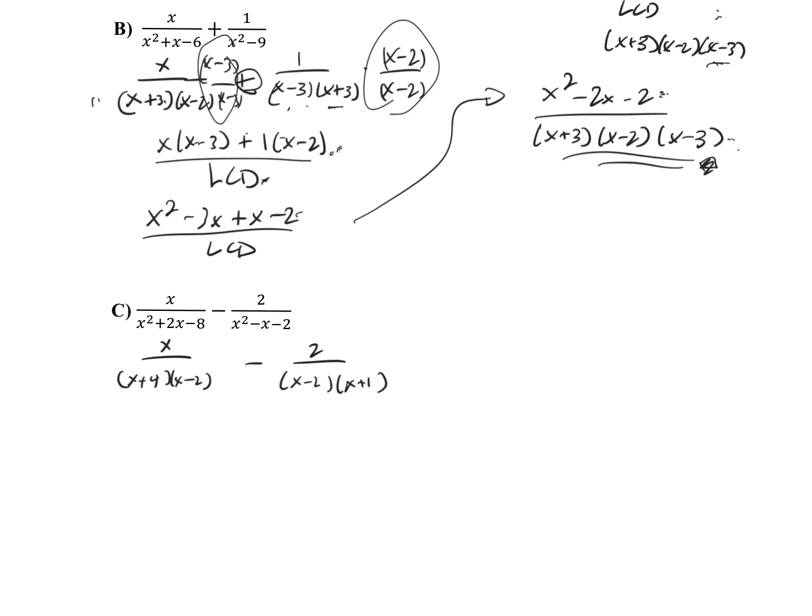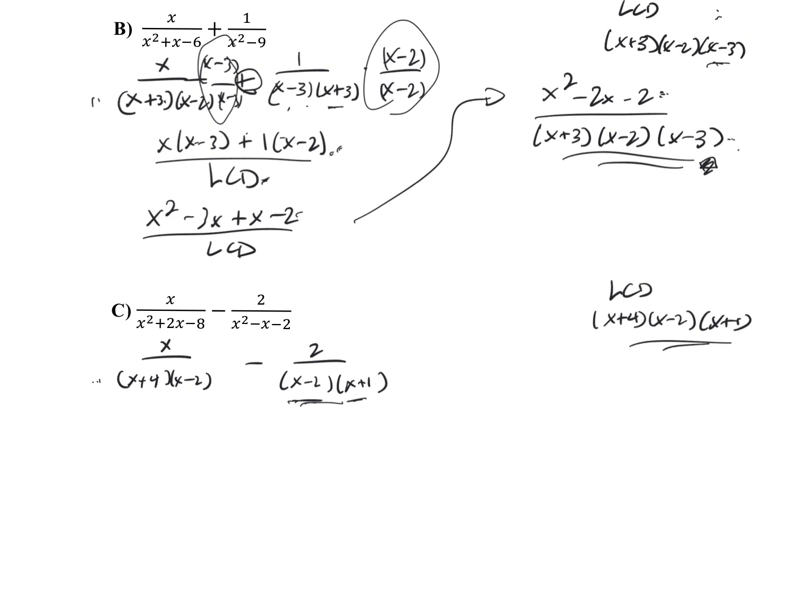Let me just double check that real quick. Yeah, so my LCD for this particular problem, we'll start off with this denominator. So we have x plus 4 and x minus 2. Going to the other one, the x minus 2 is already accounted for. What's missing is the x plus 1. So there's my LCD that I've got to work with.